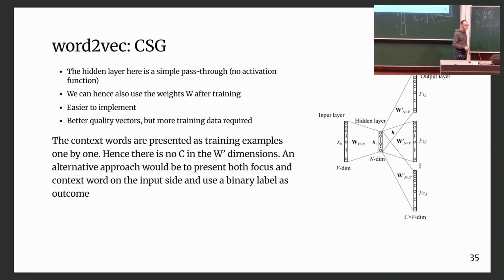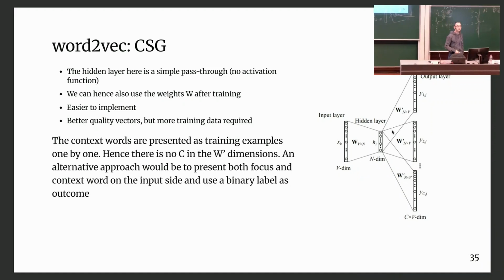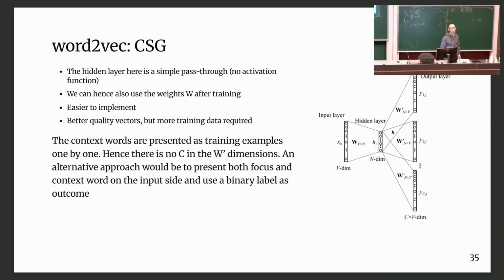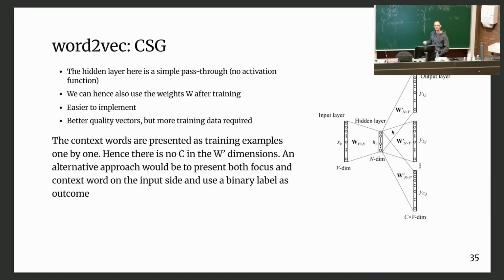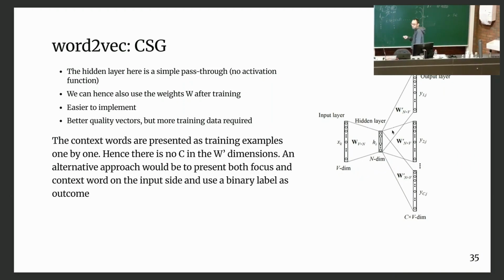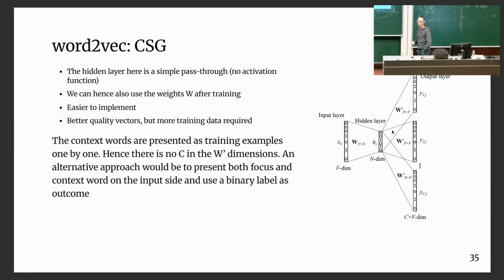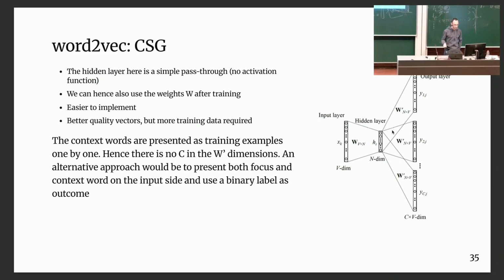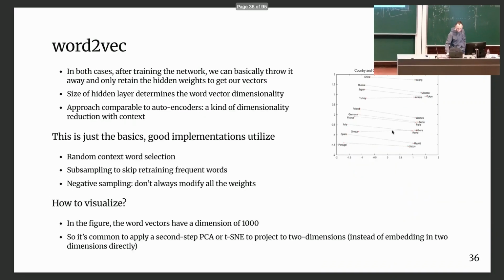Then I don't only need to take positive samples from my data set, I also need to take negative samples from my data set. I also need to give it examples where the context word is not a part of the context for a particular focus word. That's another approach how you could set this up as well.